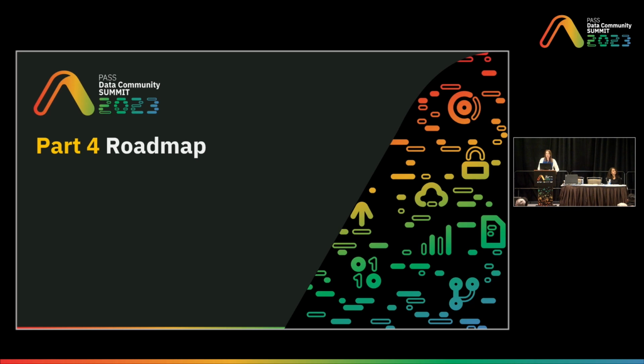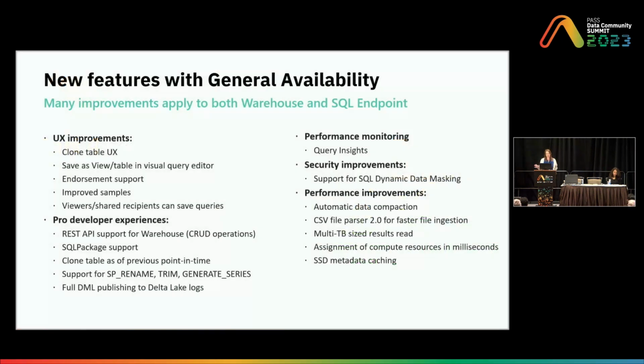Okay, so we've spoken about the Fabric warehouse. We've gone deep into the weeds about the distributed processing architecture and the query optimizer and the storage formats and all sorts of really exciting things that I hope you've learned something from today. What I wanted to talk to you about now is the roadmap. First off, I wanted to touch upon what we announced today in terms of the Fabric warehouse. We announced a bunch of UX improvements.